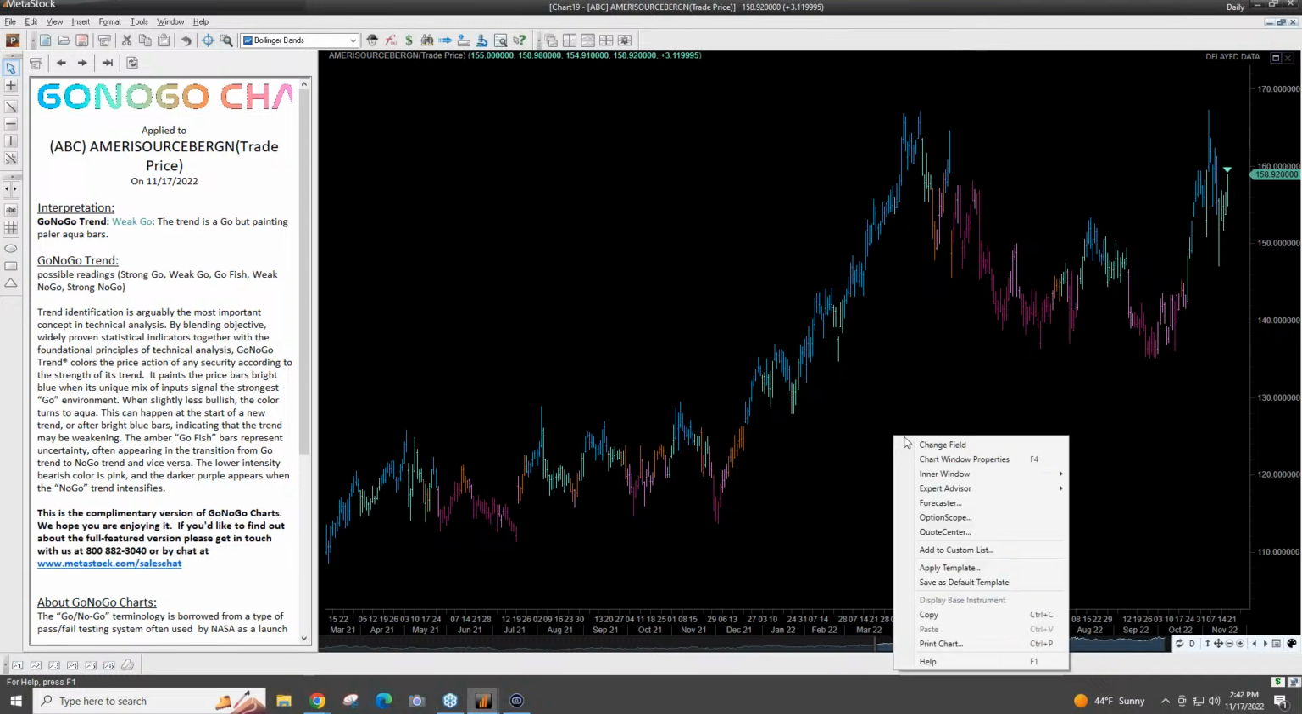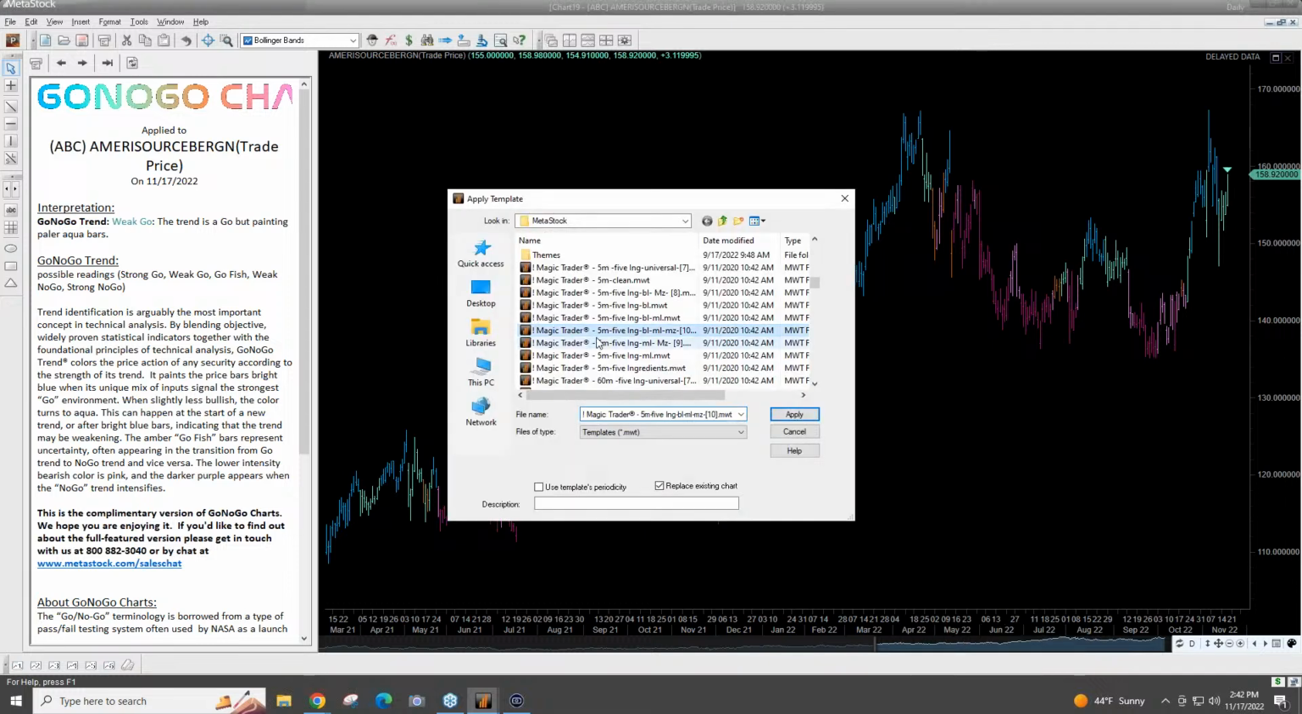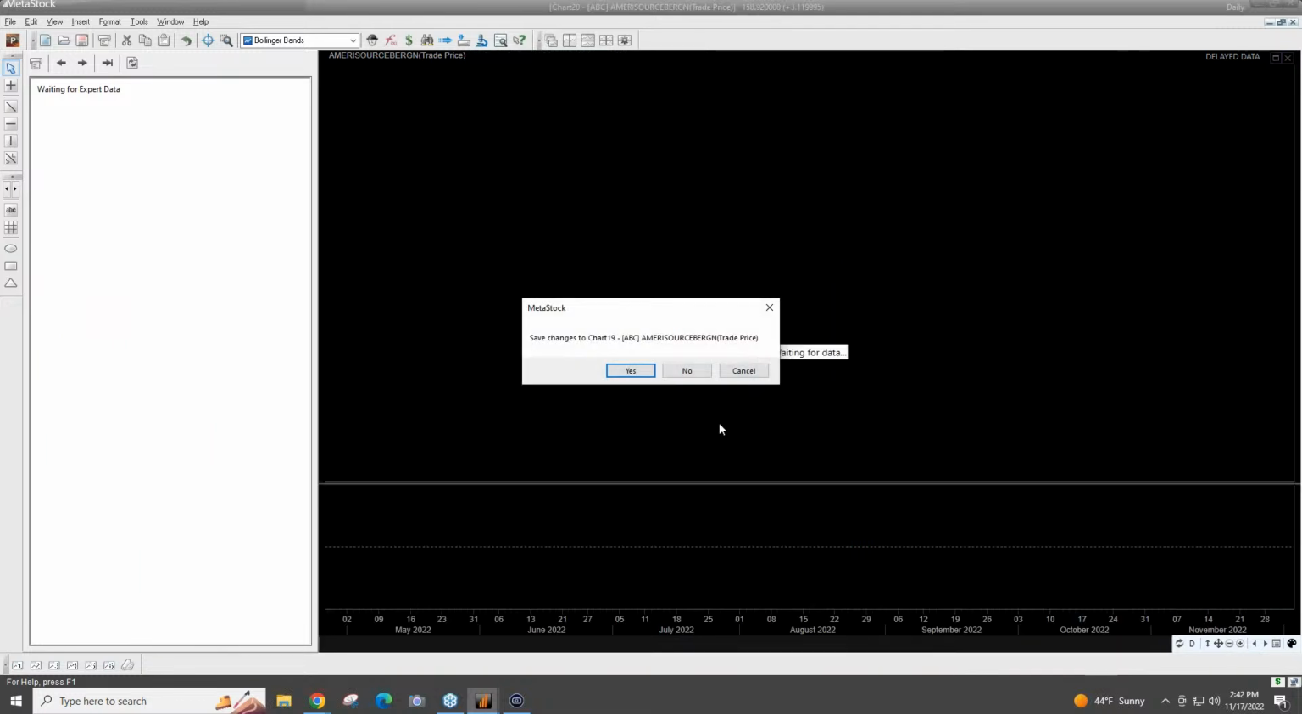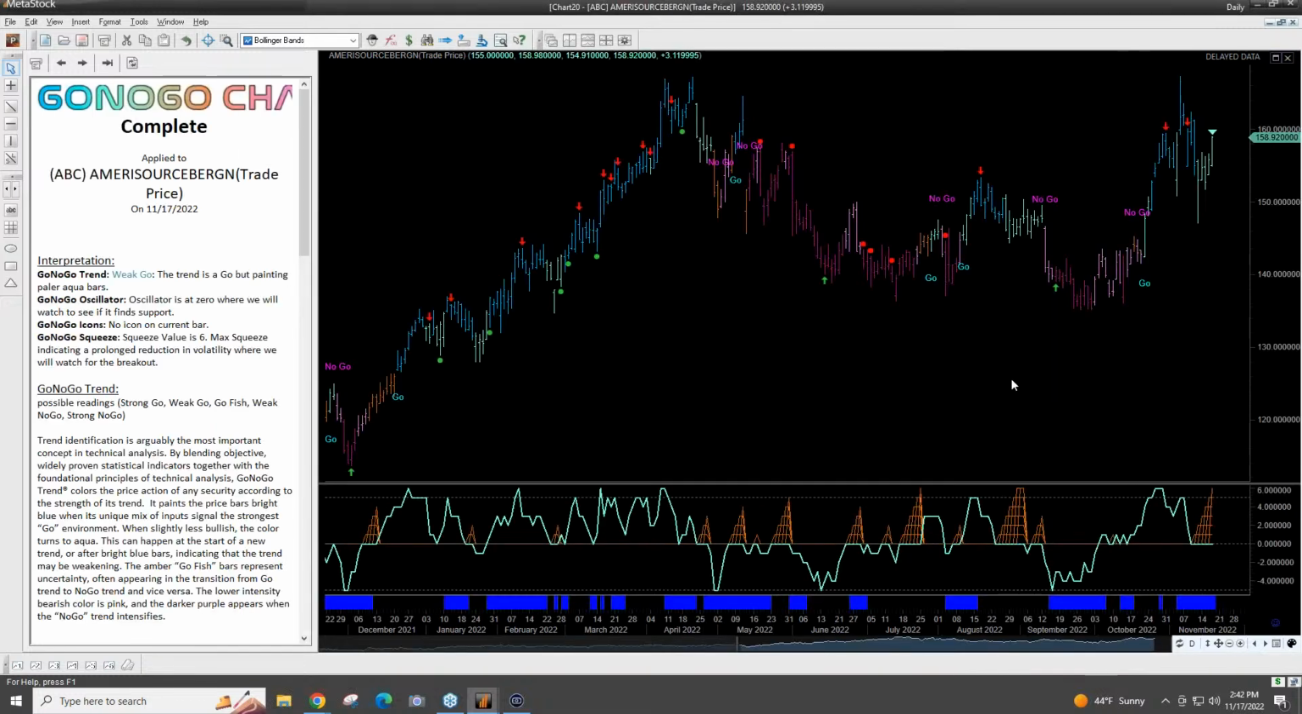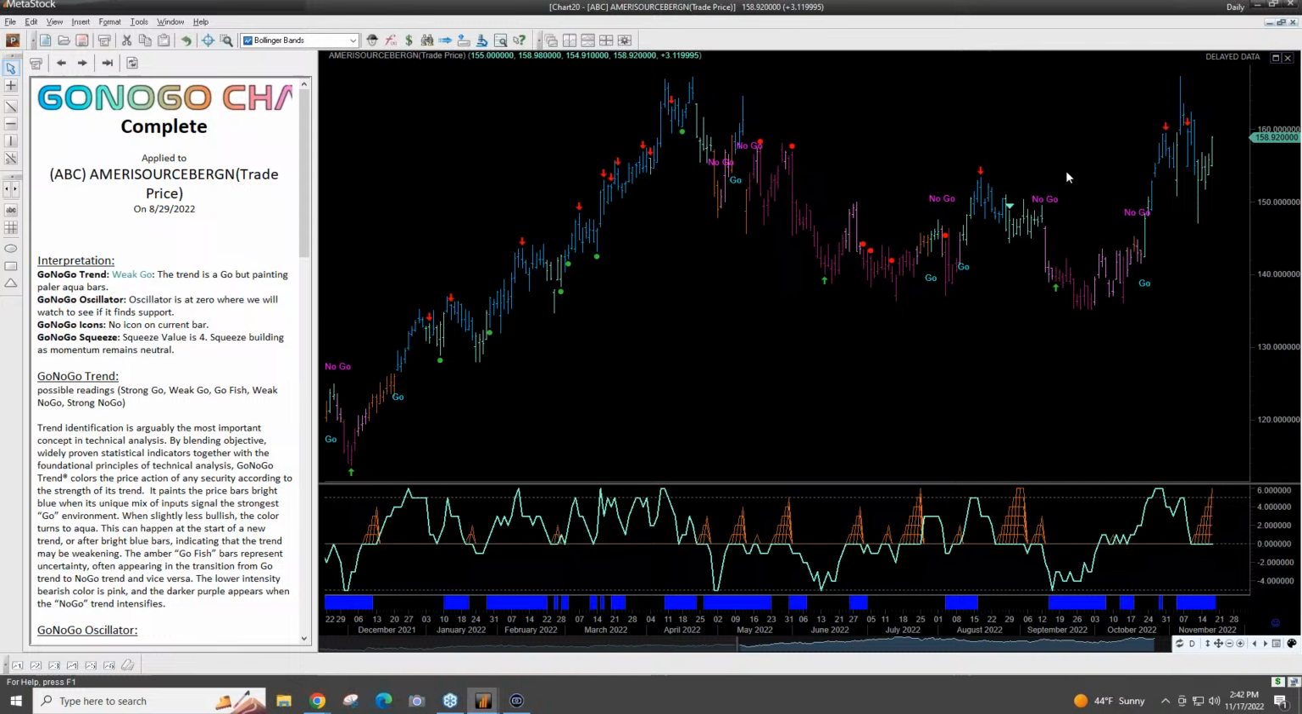Okay, so then right click, apply template, GoNoGo complete, double check. And like I said, you can set this so it is automatically your default. It's just not right now for me because I did it wrong. I'm trying to change the chart in the actual chart options, but not in the Explorer. So don't think that you can't do that, because that is a feature of MetaStock.